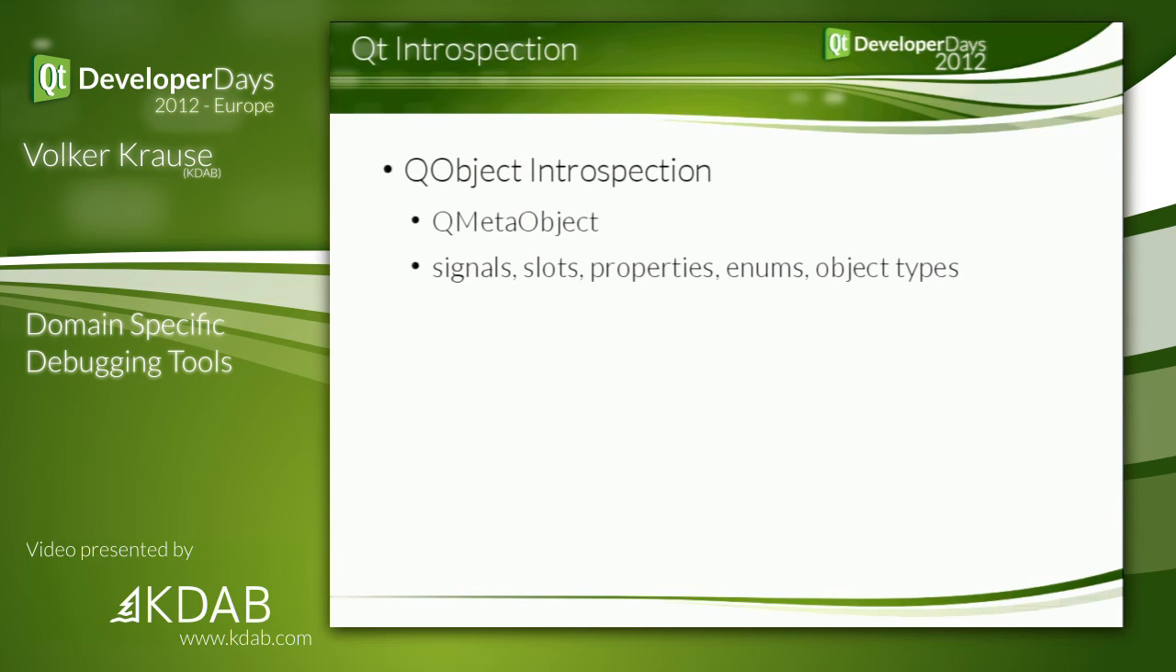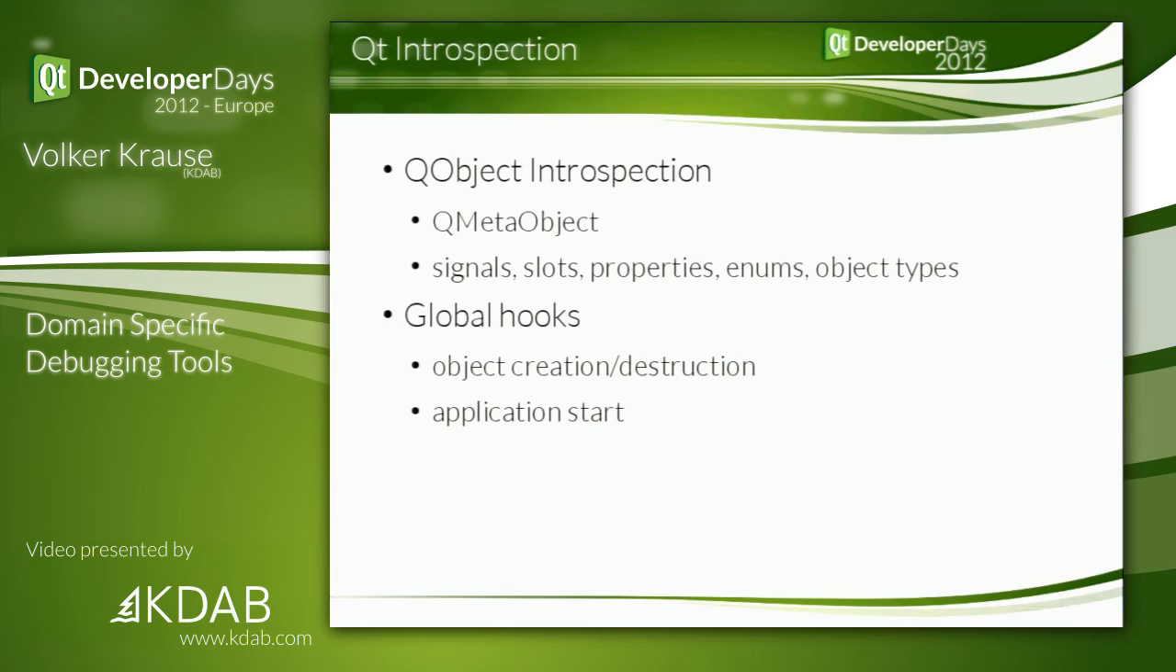You all know that QObject has this meta object attached to it, which is why we need the moc precompiler. And that allows us at runtime to look into a QObject. And it tells us about signals, slots, properties, enums, the class name, the parent type, and so on. So this is quite useful already. And additionally, we get some global hooks in a Qt application. Some that are triggered for object creation and destruction, and one that is triggered for the application start.